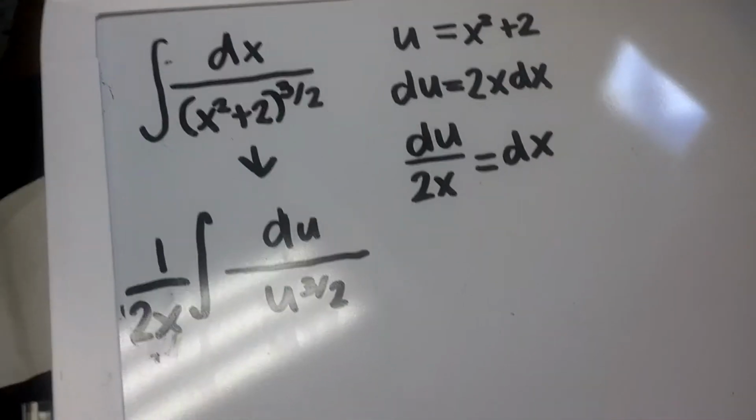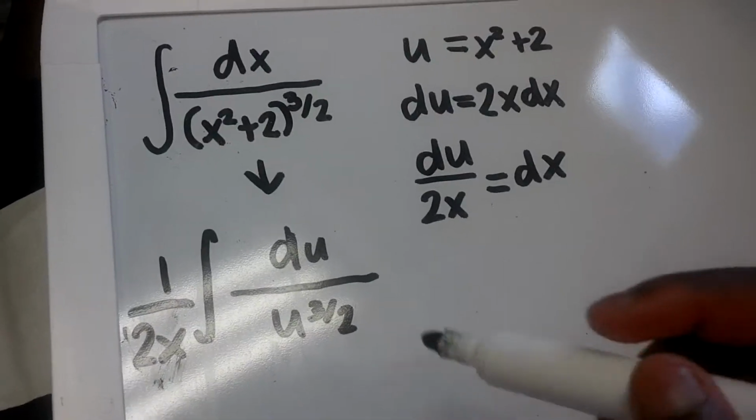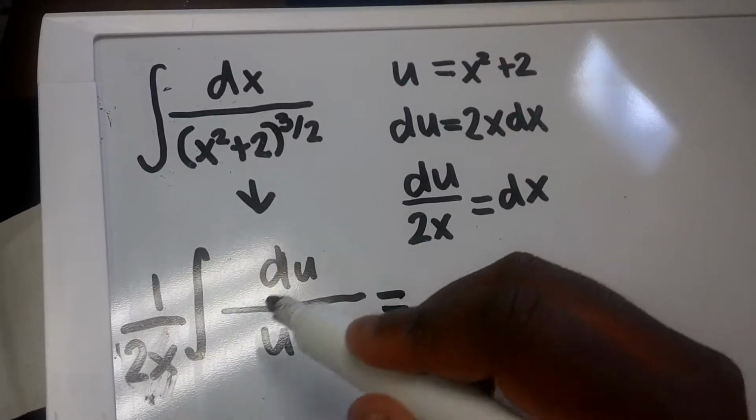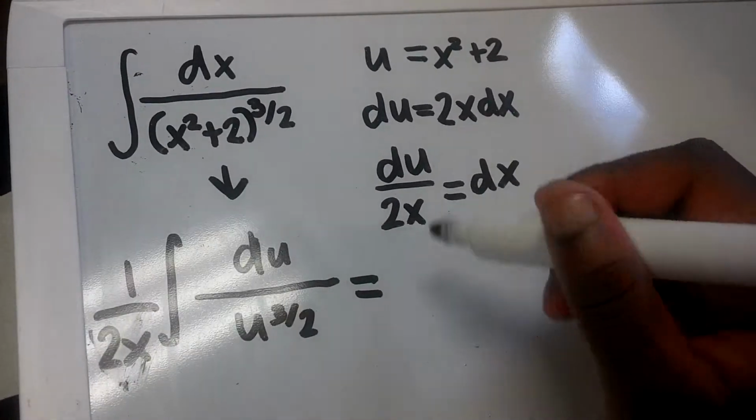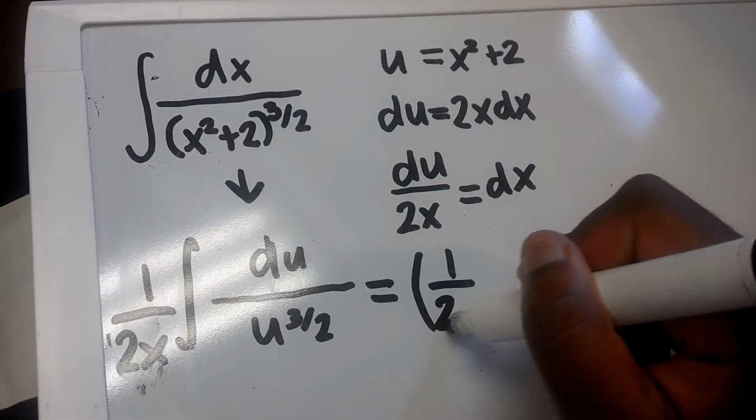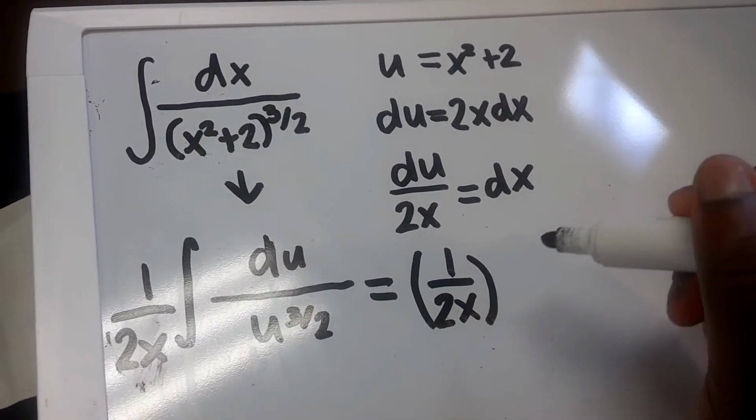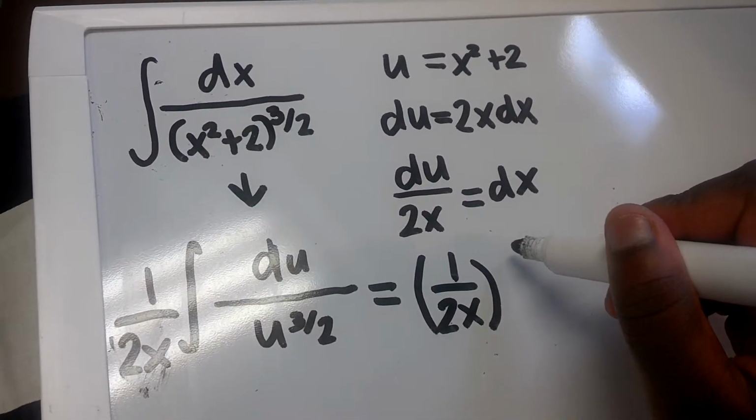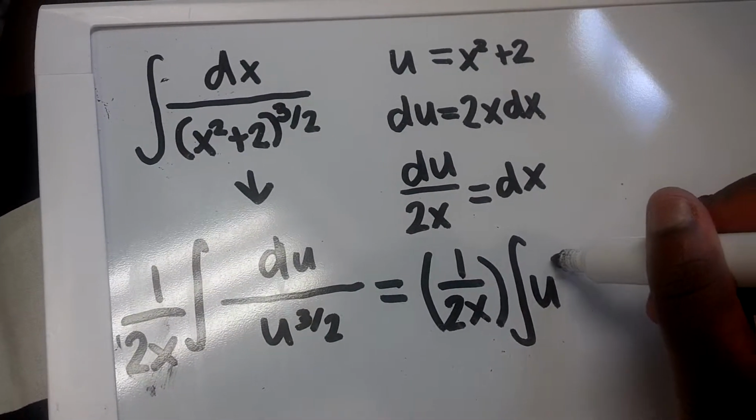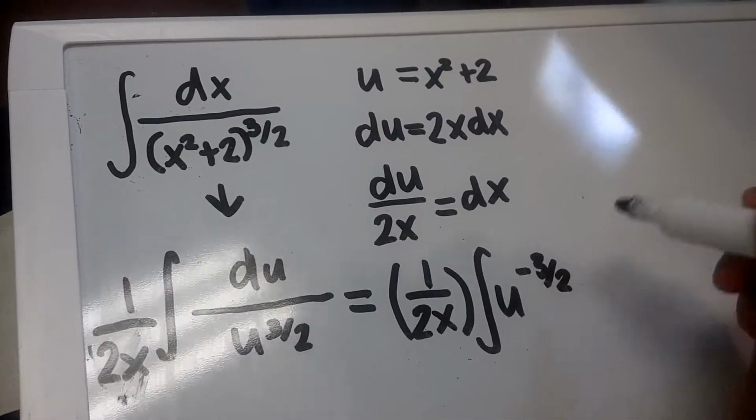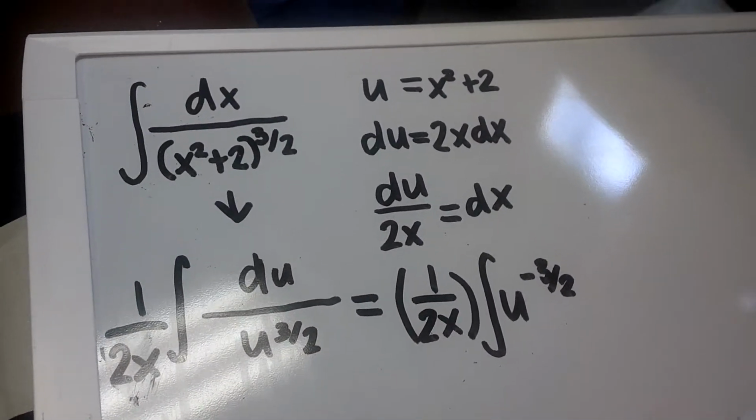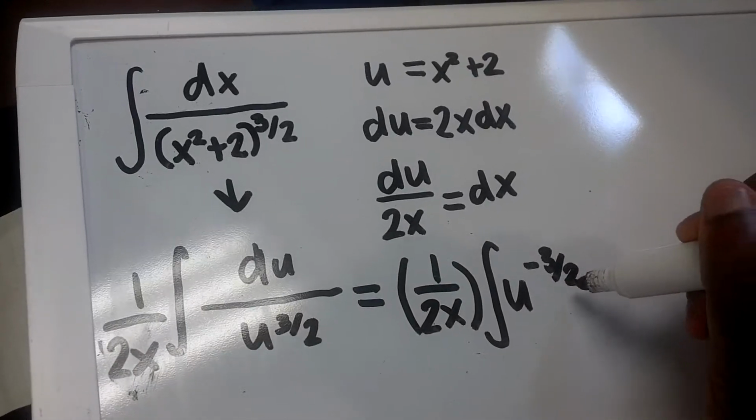So now that we've set up our problem really nicely to solve, we can go ahead and take the integral of this function. It will be 1 over 2x times the integral of u to the negative 3/2 du, because we just moved the u to the 3/2 to the numerator. When we do that, we add a negative.